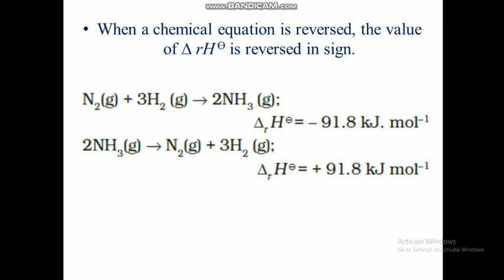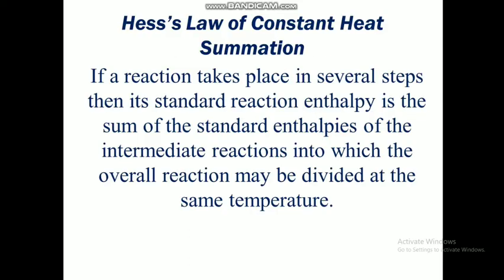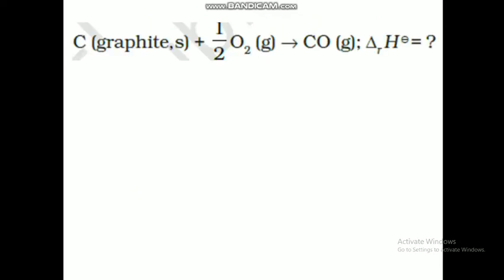And now we are moving on to the next very important law, which is Hess's law of constant heat summation. The law tells us that if a reaction takes place in several steps, then its standard reaction enthalpy is the sum of enthalpies of intermediate reactions into which the overall reaction may be divided, at the same temperature. So we will deal with this with some examples.